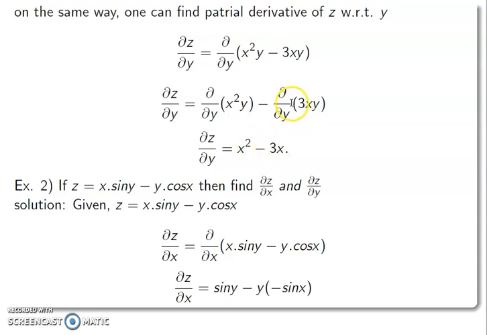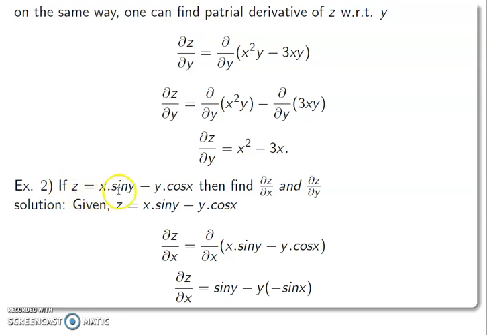Minus the derivative of 3xy with respect to y: 3x. Because 3x is constant, I can write it outside, and the derivative of y with respect to y is 1. So x square minus 3x. So this is my dou z by dou y. Okay, so this is the partial derivative of z with respect to y, keeping terms of x constant. Now easily we can solve the similar problem.